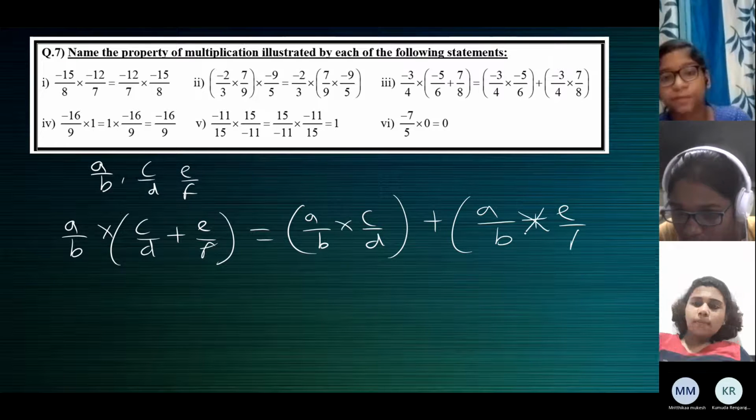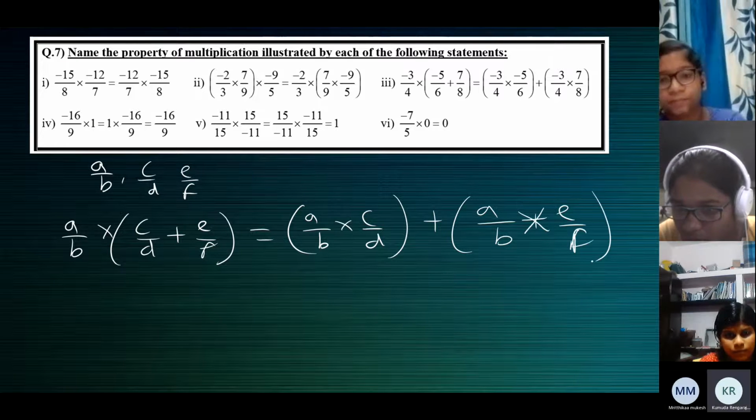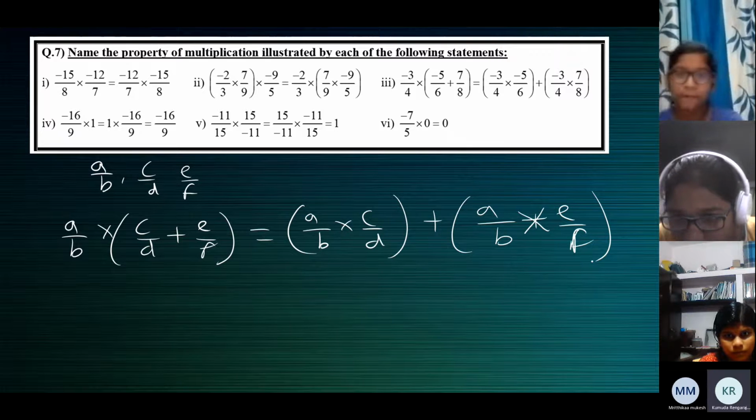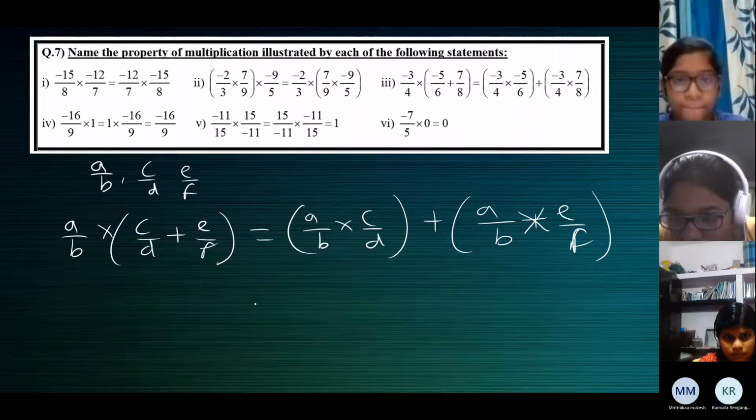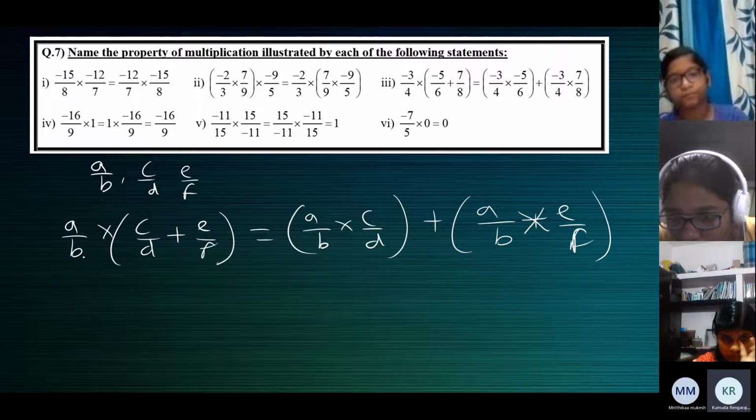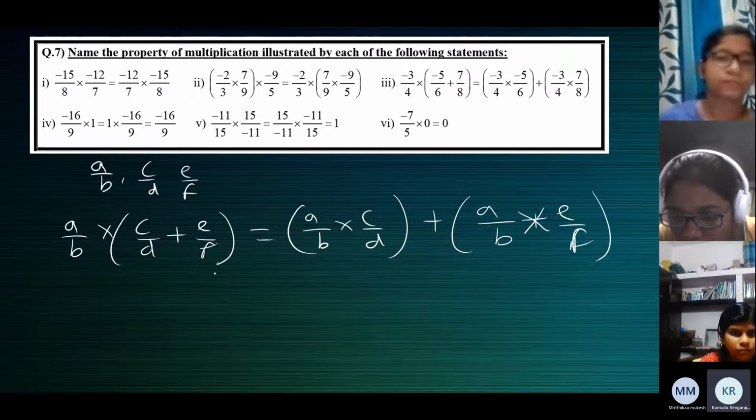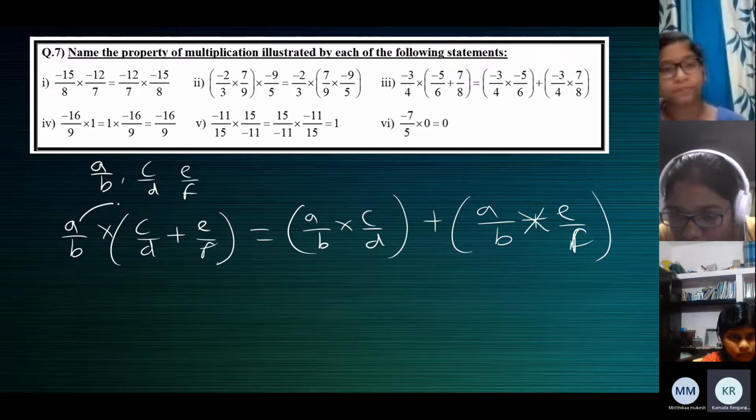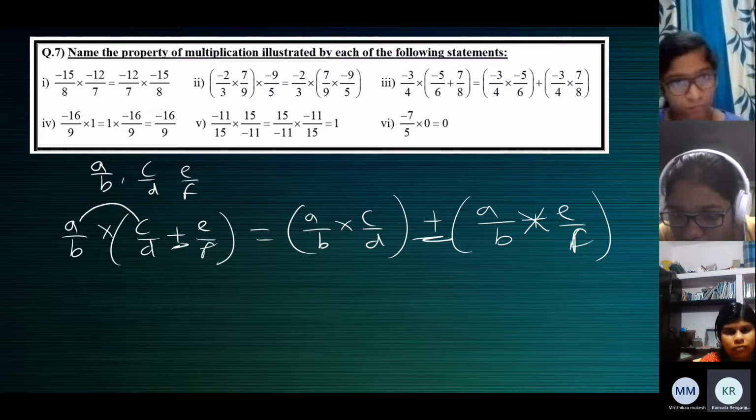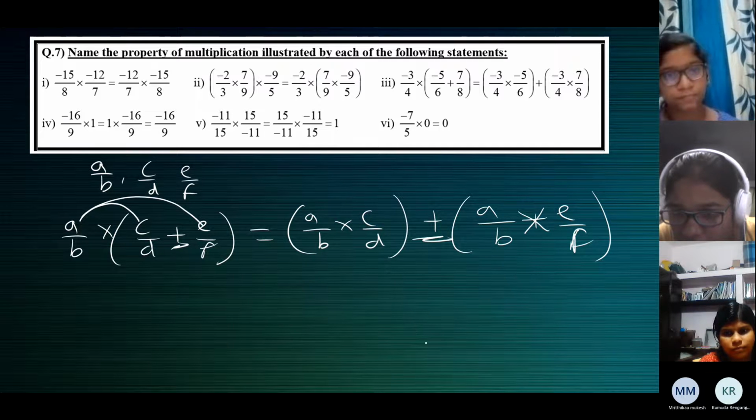Ma'am, you have written plus, ma'am. Sorry, yeah. Oh my God, here also. Yeah, correct. A by B into A by B into C by D plus E by F is equal to A by B into C by D plus A by B into E by F.